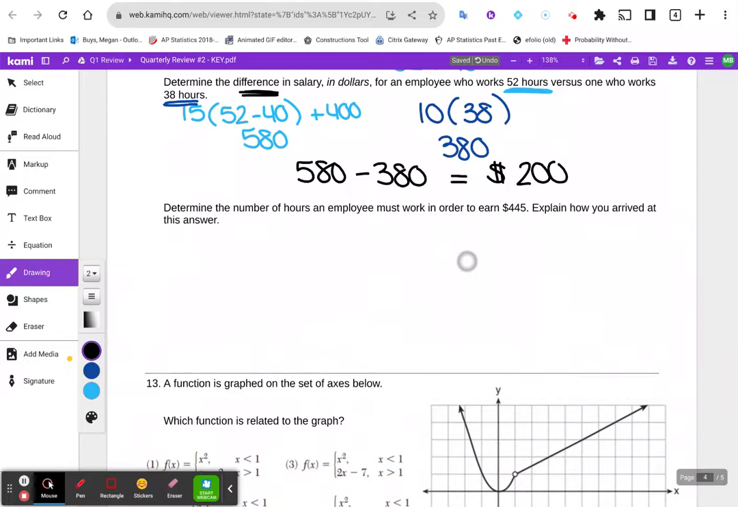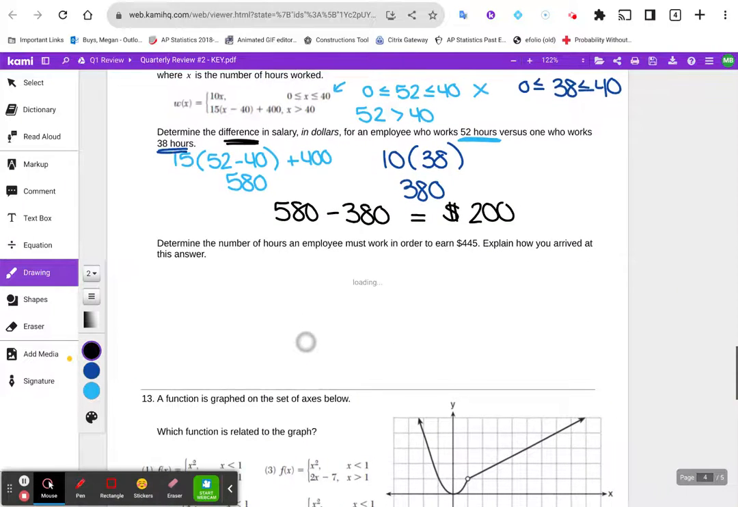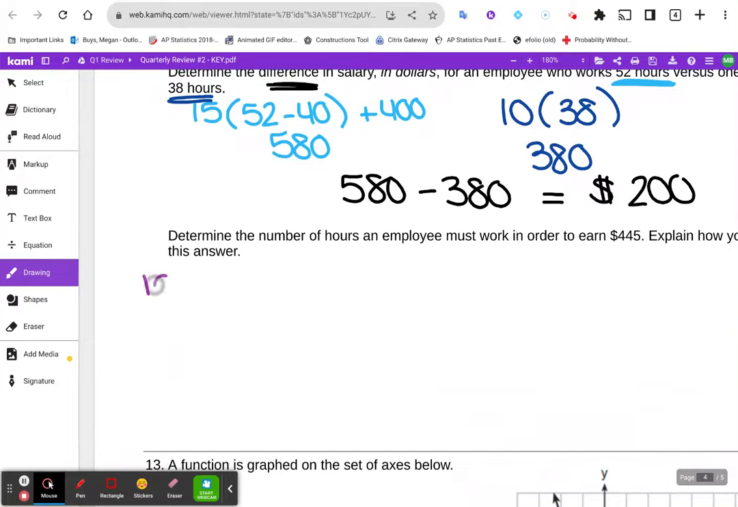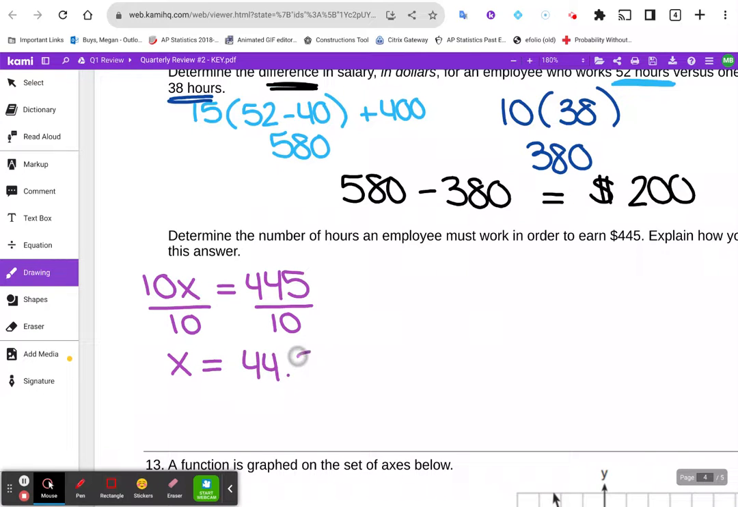The second part here, determine the number of hours an employee must work to earn 445. Well, I don't know which equation I'm plugging in because I don't know the hours. I don't know the x value here. So I'm going to try to plug it into the first one and see what happens. So we have 10x, and let's say that's equal to 445. So that's a nice easy solve for us. We divide by 10 on both sides. So x is going to equal 44.5.